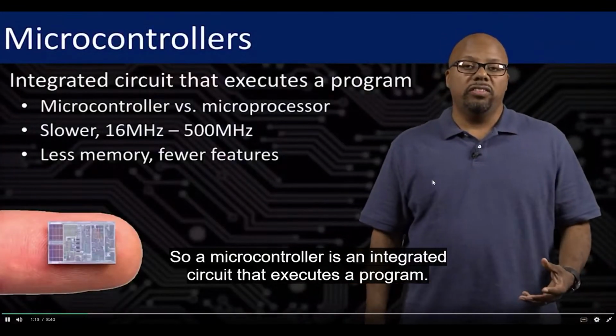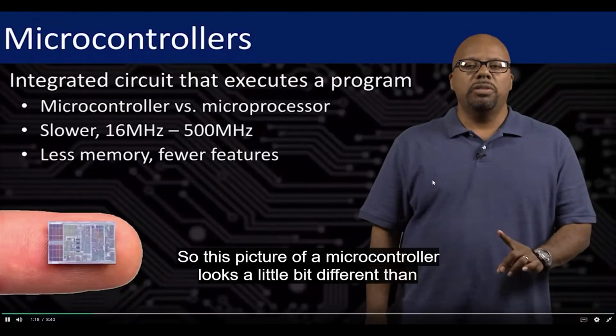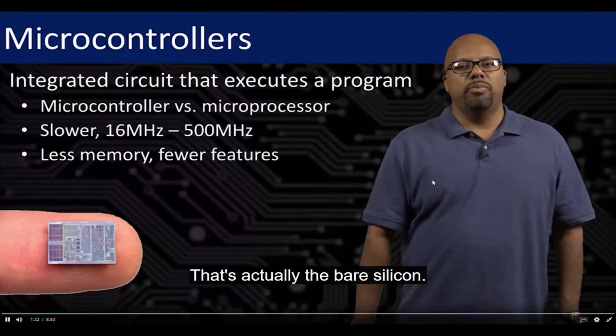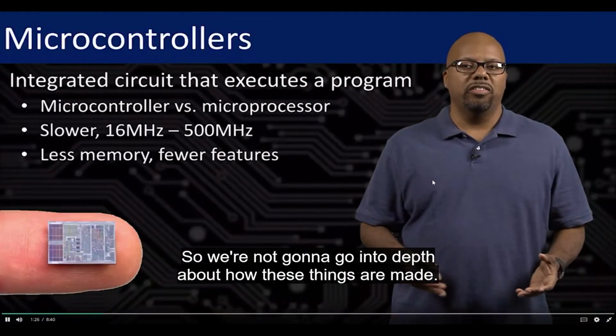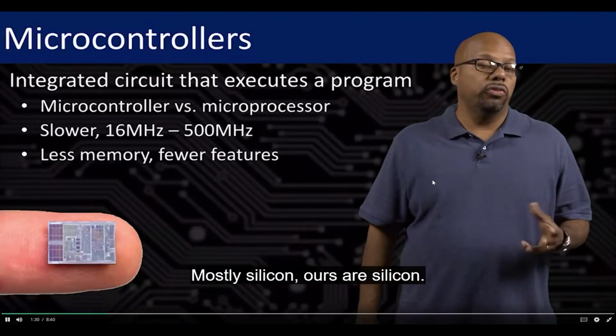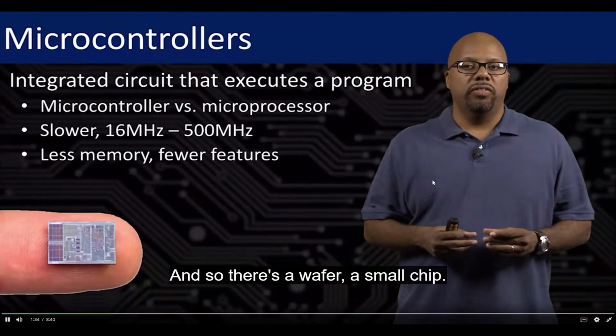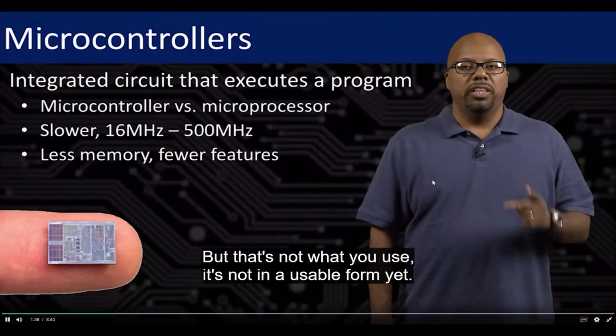So a microcontroller is an integrated circuit that executes the program. This picture of a microcontroller looks a little bit different than what we saw before. That's actually the bare silicon. We're not going to go into depth about how these things are made, but these chips are made out of silicon, a semiconductor. So there's a wafer, a small chip. That's actually what the typical chip looks like. But that's not what you use.